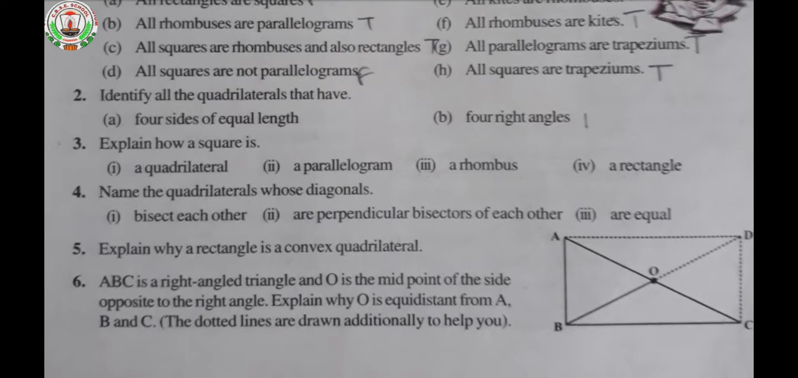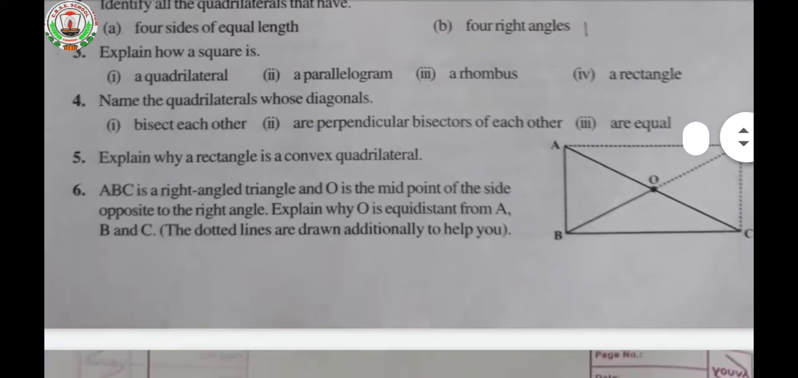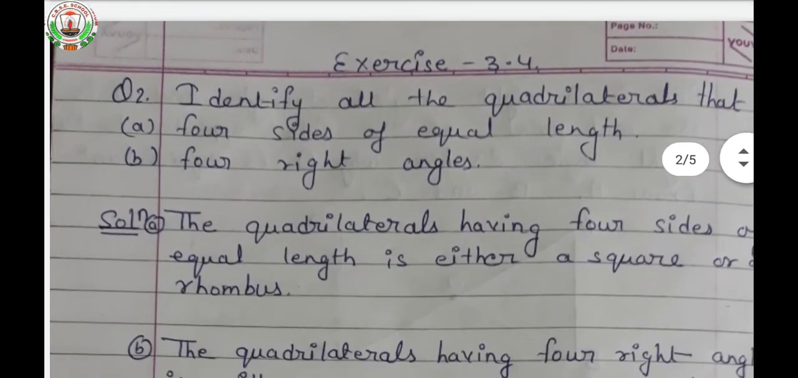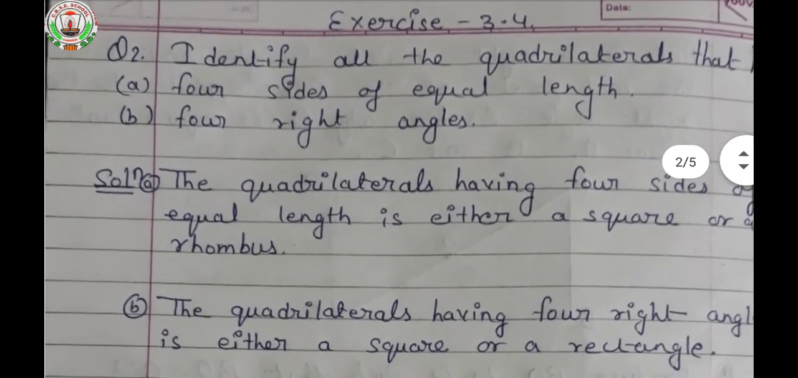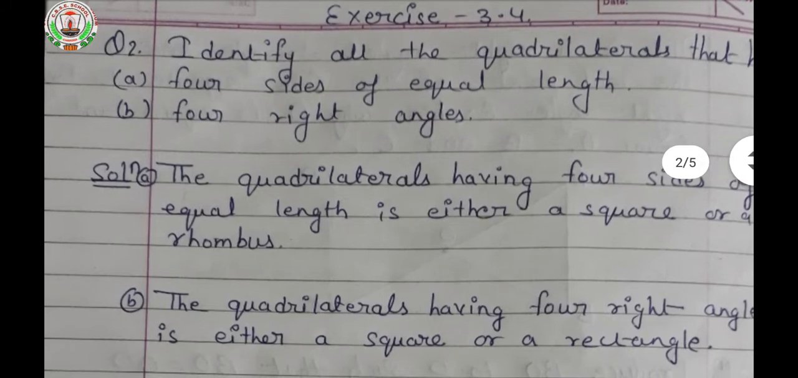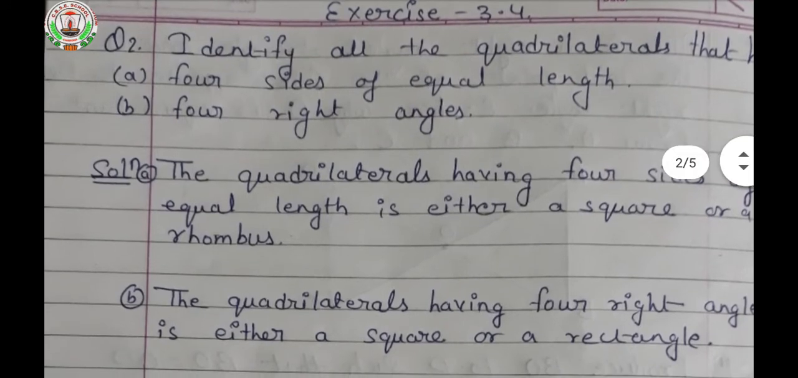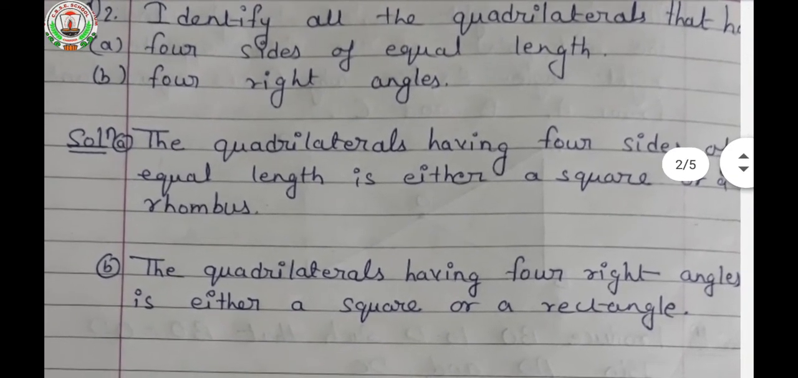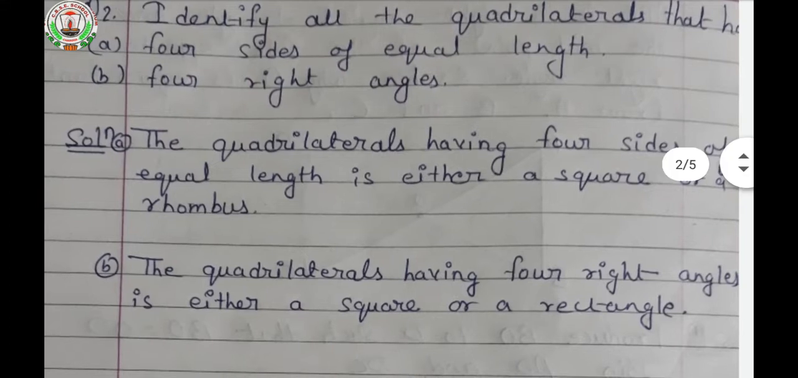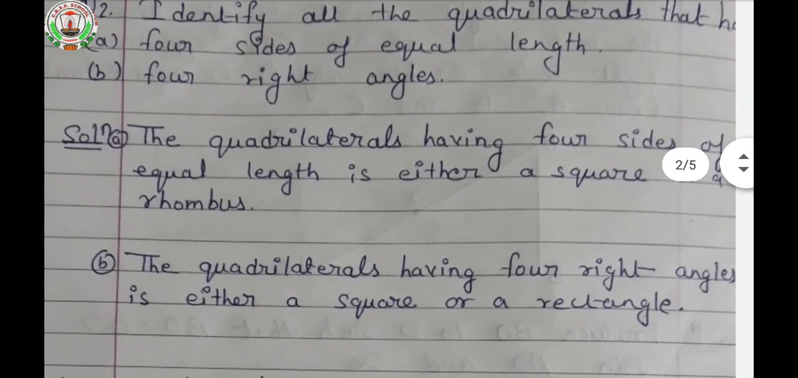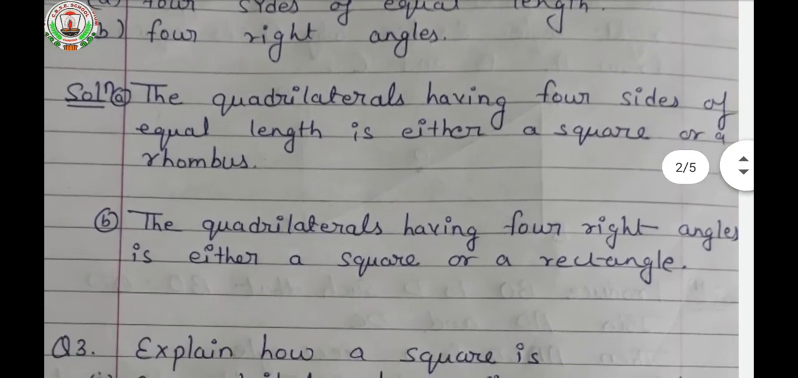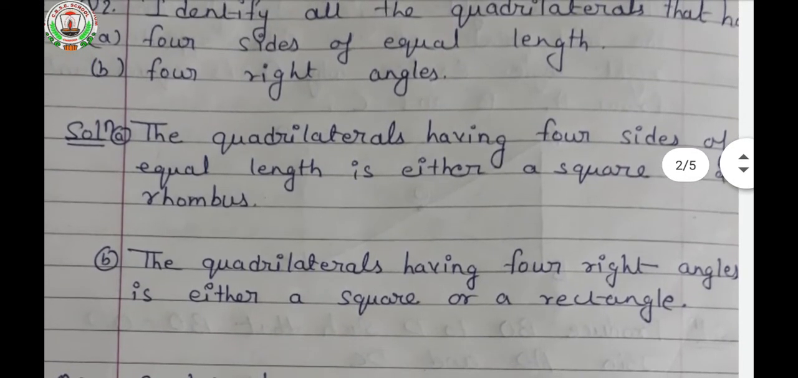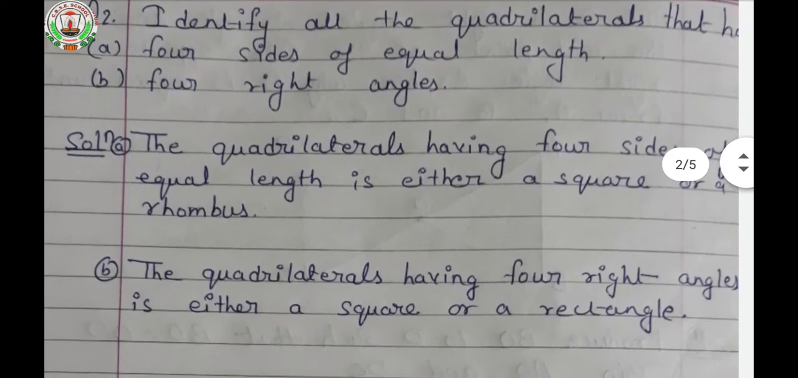Okay, now we will go through the solution. Before solving the question, I have explained how the questions can be solved. So here is question number 2. Identify all the quadrilaterals that have first, four sides of equal length, and second, four right angles. So here is the solution.